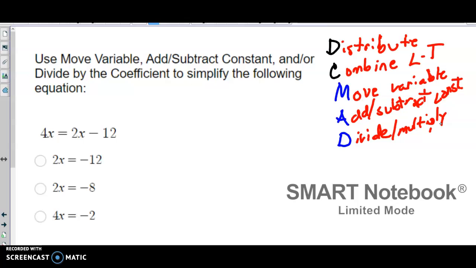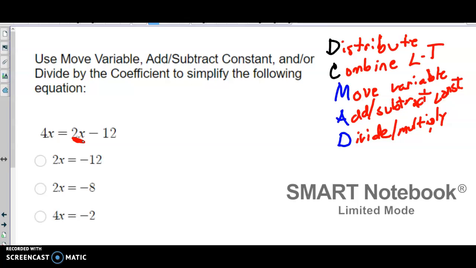And that divide multiply, that is normally the last step to actually solve for x. So I'm going to go ahead and start with the move the variable. When we're talking about moving the variable, we're moving the x. So when you see the x's on both sides, we're going to move it to the left.